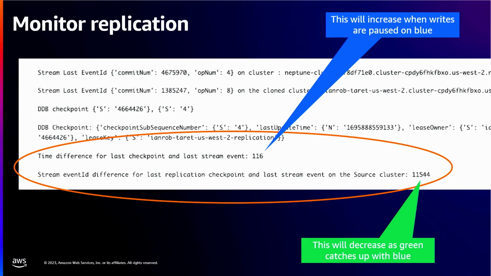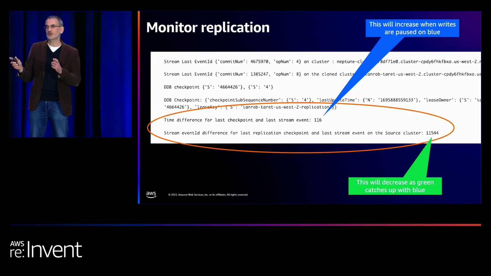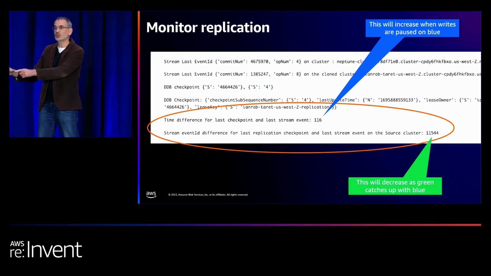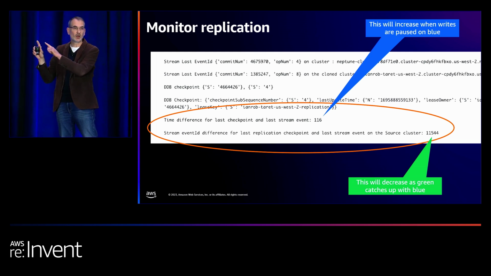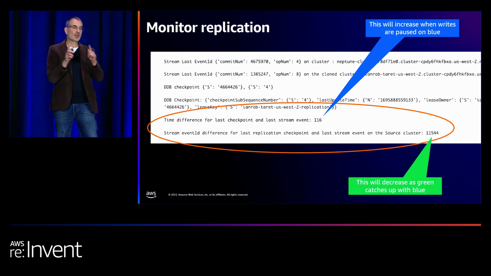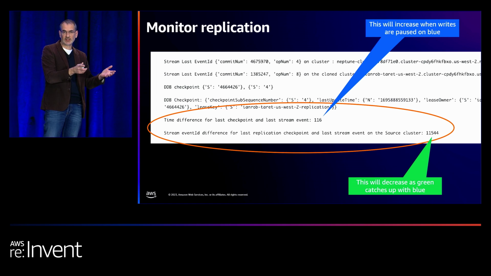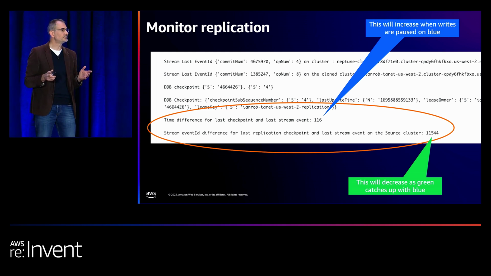And at this point, you need to be watching the logs a lot more closely. Every few seconds, there'll be a couple of records emitted into those logs. The second one here is the most important, the one that I've highlighted in green: this stream event ID difference. This represents the difference between the last transaction that's been applied on the green cluster and the transactions that are still pending, still sitting in the stream, waiting to be applied.